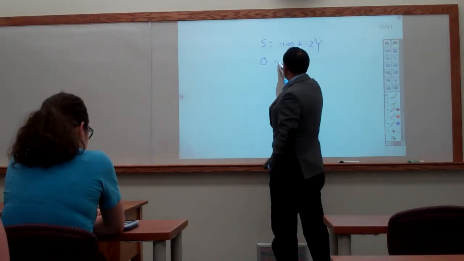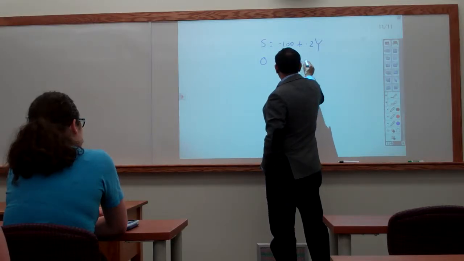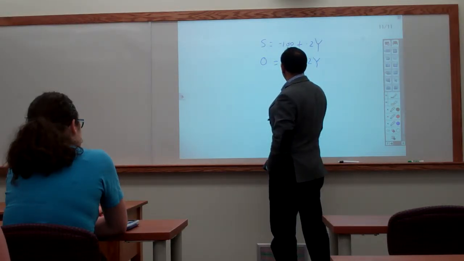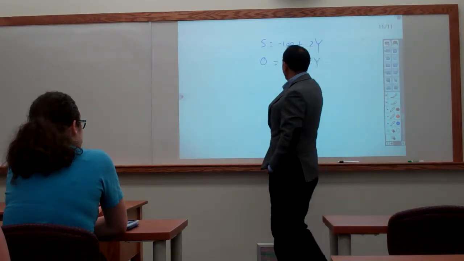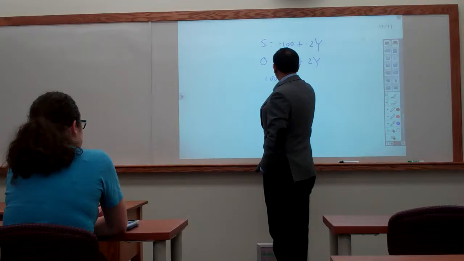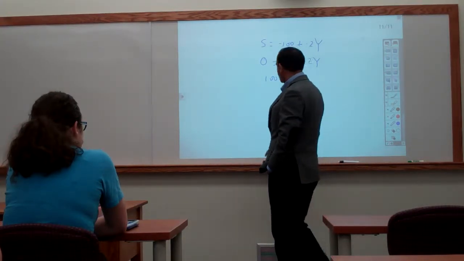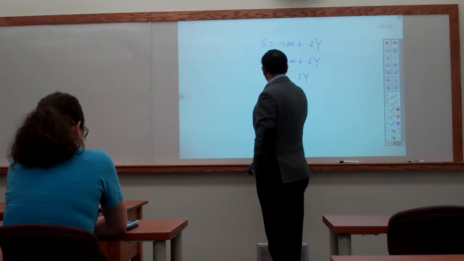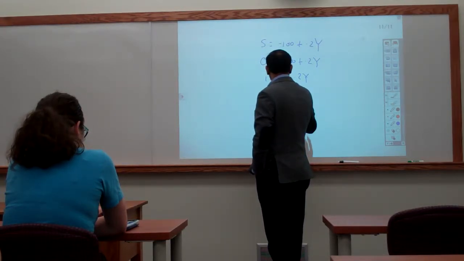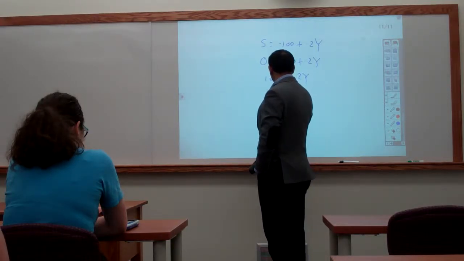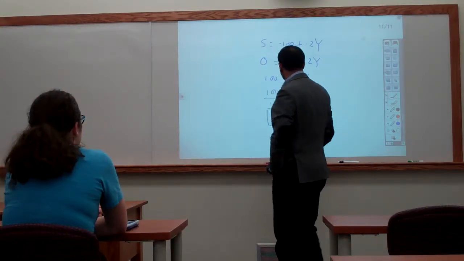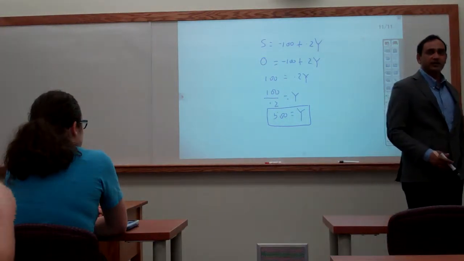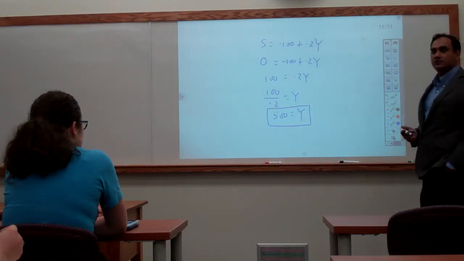So 0 equals negative 100 plus 0.2y. Therefore, y equals what? Add 100 to both sides. You get 100 equals 0.2y. Then divide both sides by 0.2, isn't it? So you get 100 divided by 0.2 equals y. Therefore, y equals 500. So when y equals 500, savings equals 0.